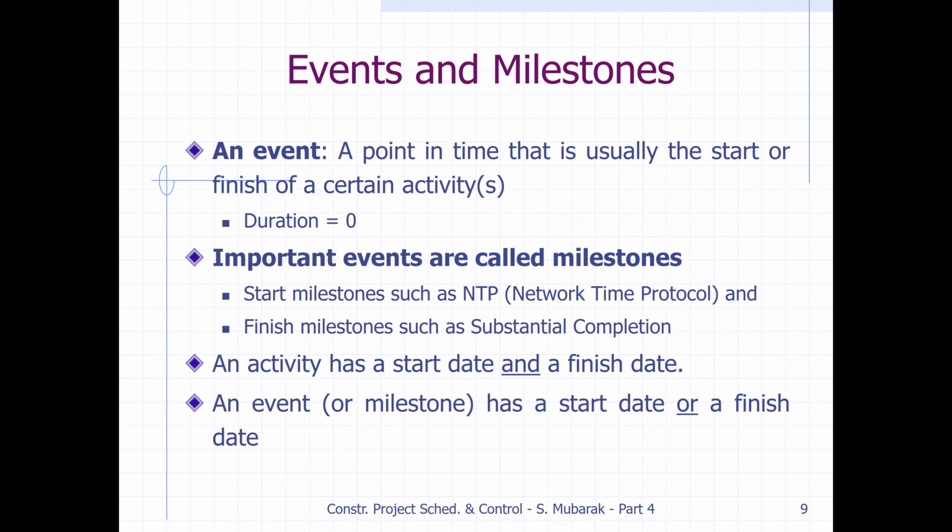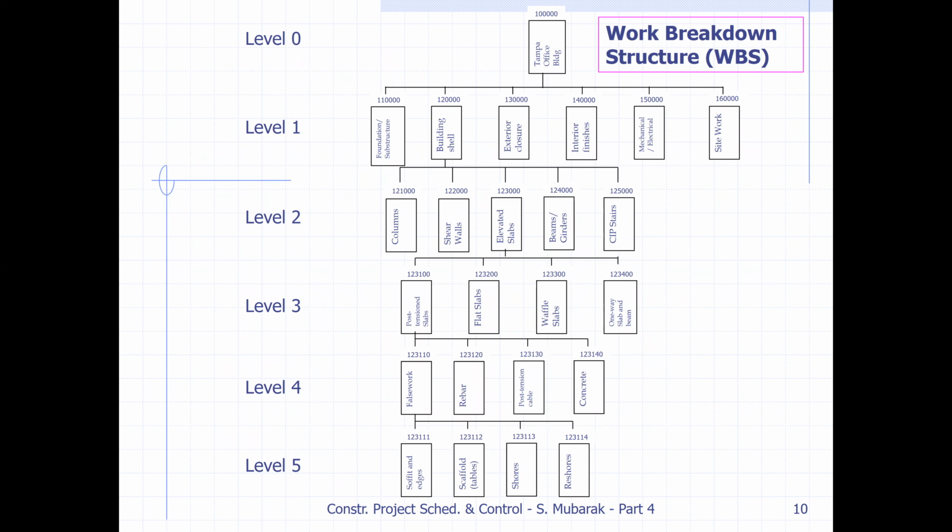Okay, so events and milestone. Let's move next. Here we will make a work breakdown structure, as we told you. So here they are putting different levels of WBS. There is a building, and in the building there is foundation work, wall construction, exterior and interior finishes, mechanical work, and site work.